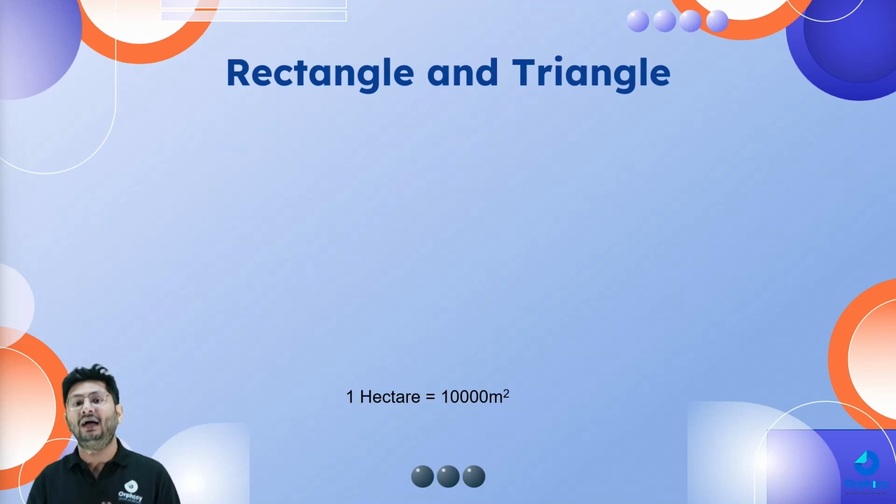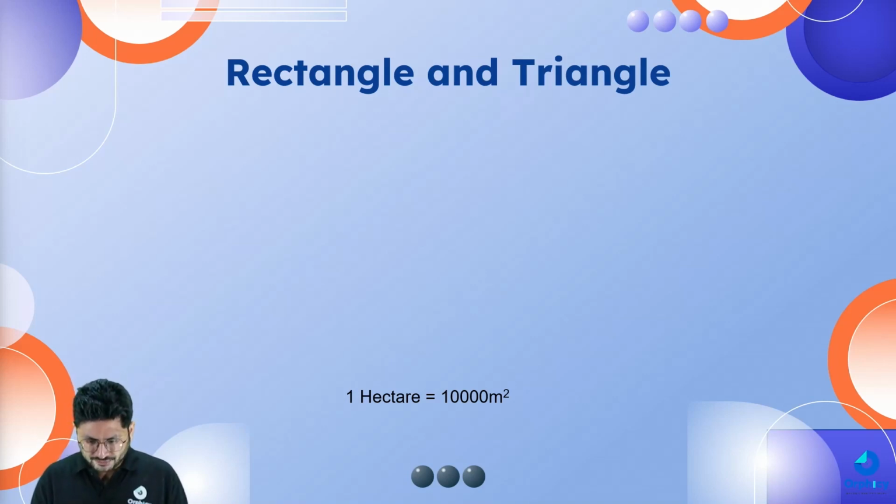Now, let's talk about rectangle and the triangle. One more thing, we have to remember that 1 hectare is equal to 10,000 meters square. ये कभी कभार questions में आपको hint में नहीं दिया जाता. So we need to remember this conversion. Always remember the conversions. 1 centimeter is equal to how many kilometers and so on. So 1 hectare is equal to 10,000 meters square.